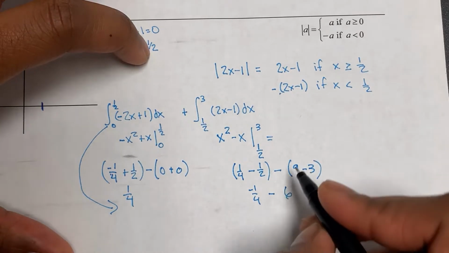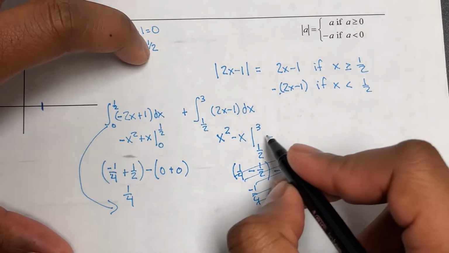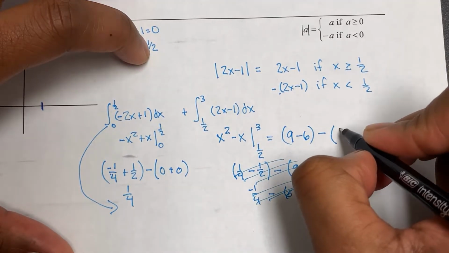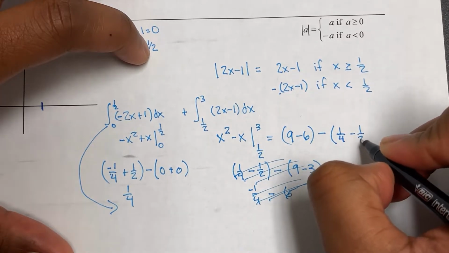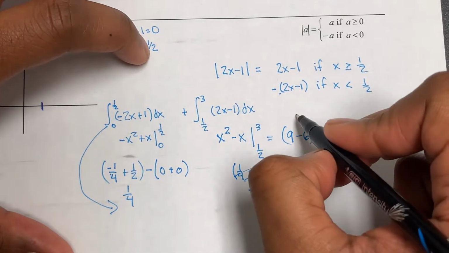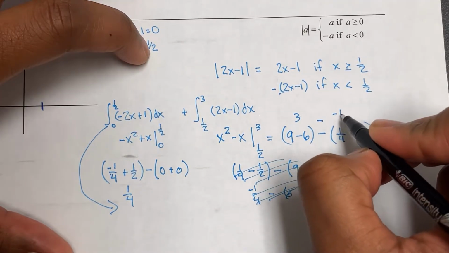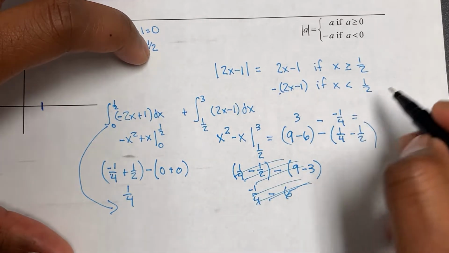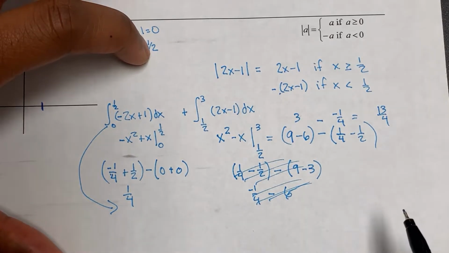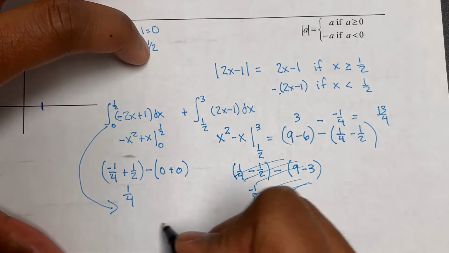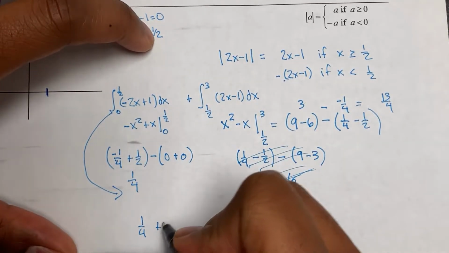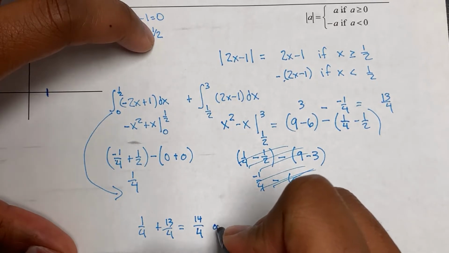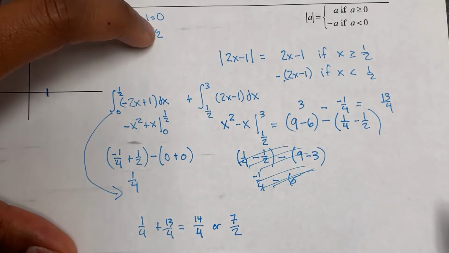I did this backwards. Take that back. 3 is the upper limit, so we should have 9 minus 6 minus 1/4 minus a half. So that's going to be 3 minus negative 1/4, which 3 is 12/4 plus a fourth. So it's going to be 13/4 plus 1/4. So 1/4 plus 13/4 is 14/4 or 7/2.